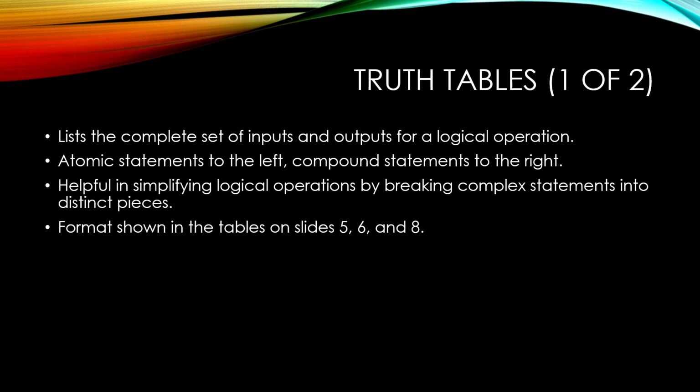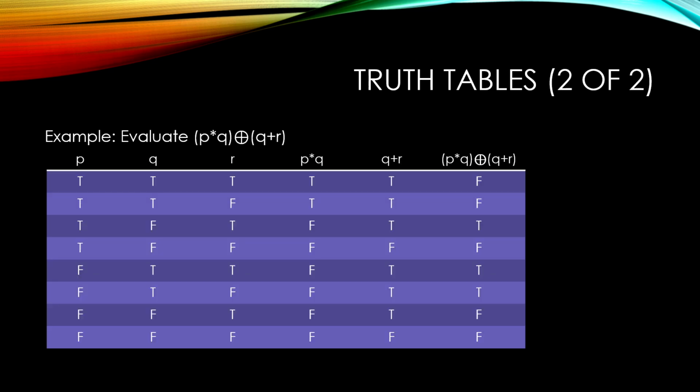So let's have a look at this one here. Let's say we want to evaluate P and Q XOR Q or R. Okay, this looks pretty complicated, but we're just going to list all combinations of P, Q, and R. There are 8 of them. Remember that however many atomic statements you have, the number of rows in your table is going to be 2 to the n power, n being your number of atomic statements. In our case, we have 3, so 2 to the third is 8.